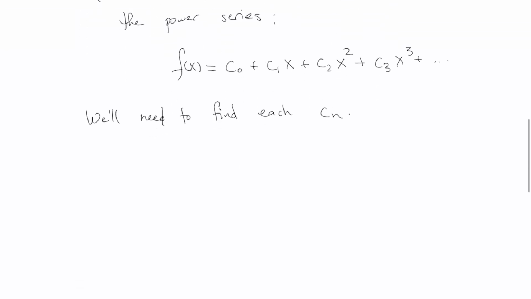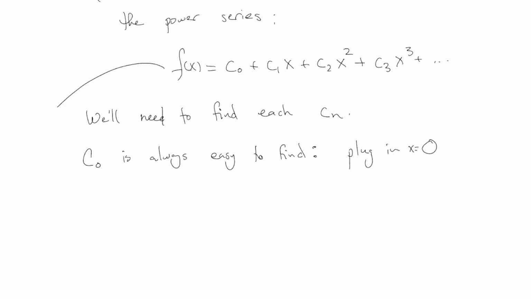One of them is easy. C0 is always easy to find. We can just plug in 0. Plug in x equals 0. And look what happens up here. What do you get if you plug in x equals 0? Well, on the right-hand side, actually all of these guys, they all become 0 because you're plugging in x equals 0. And all that's left over is C0.